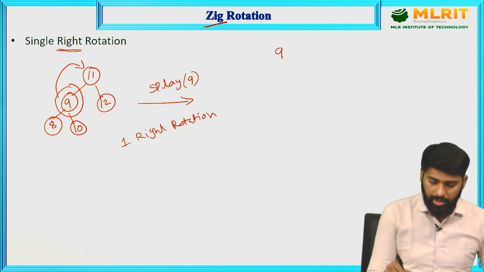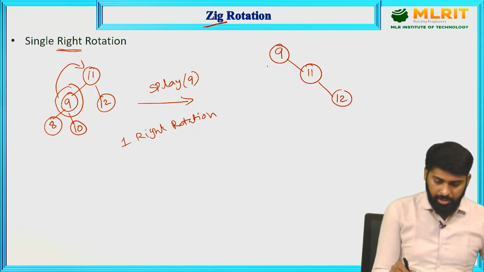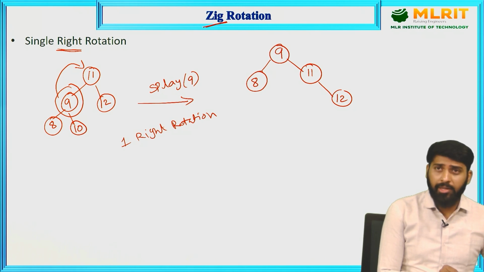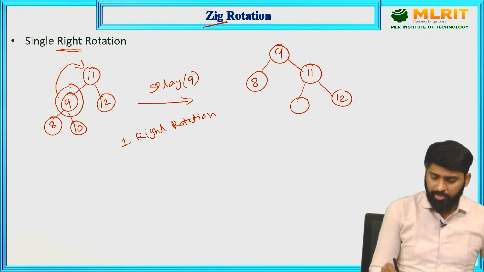The tree has 9, 11, 12. The children of 9 are 8 and 10, and 10 is greater than 9. So now 10 becomes the left child of 11.